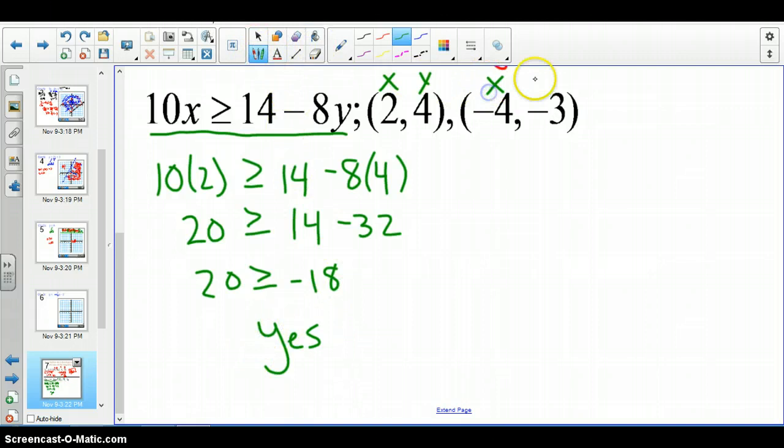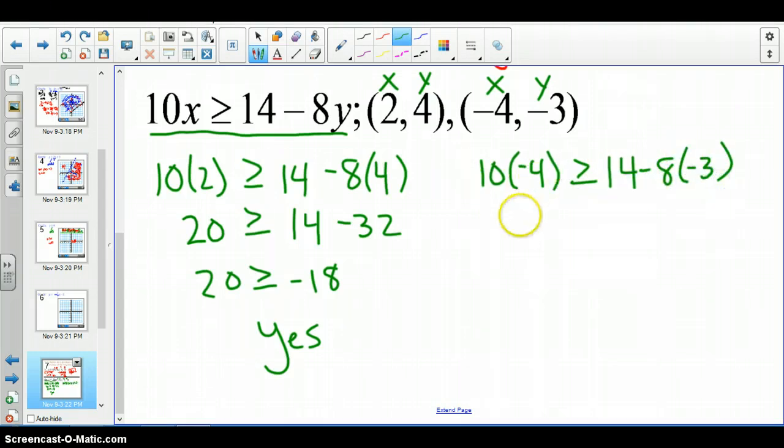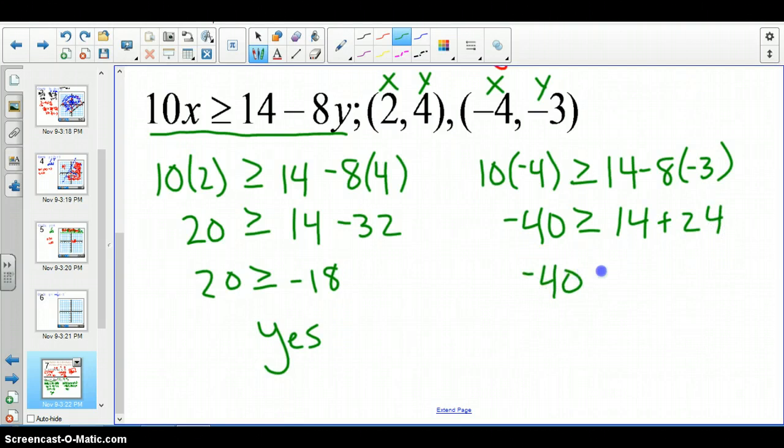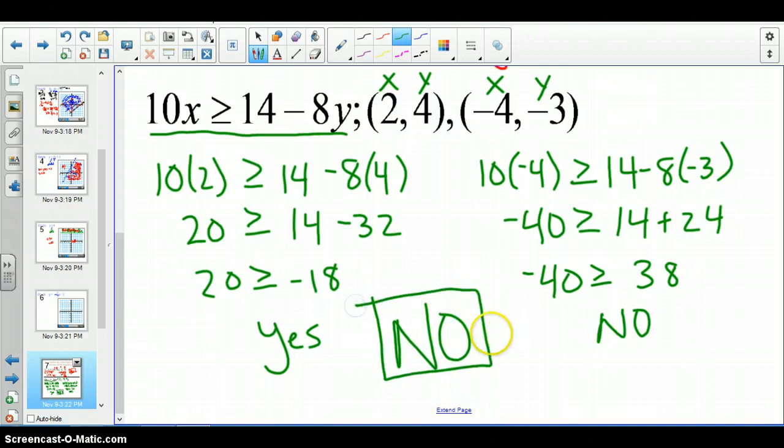Now let's plug in the next one. So 10 times negative 4, greater than or equal to 14 minus 8 times negative 3. 10 times negative 4 is negative 40, greater than or equal to 14 plus 24. Is negative 40 greater than or equal to 38? No. So are both ordered pairs solutions of the inequality? No, because only one of the ordered pairs, the first ordered pair, made our inequality true.